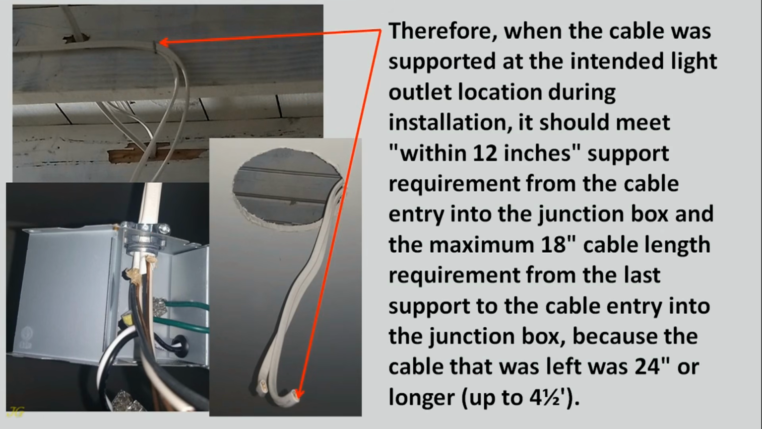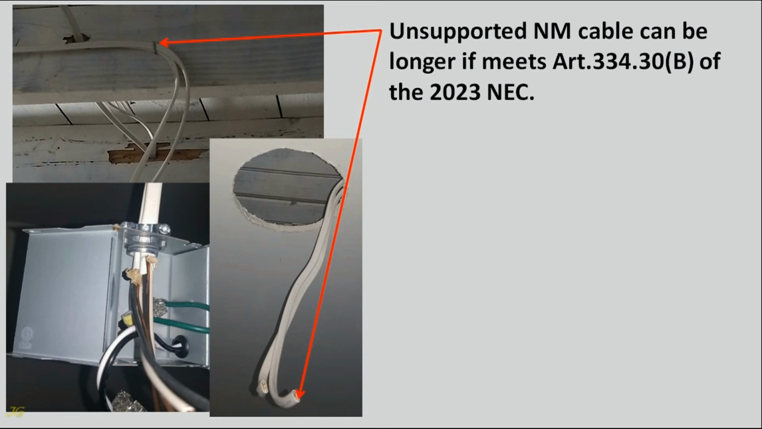Therefore, when the cable was supported at the intended light outlet location during installation, it should meet the within 12 inches support requirement from the cable entry into the junction box and the maximum 18 inches cable length requirement from the last support to the cable entry into the junction box, because the cable that was left was 24 inches or longer, up to 4.5 feet. Unsupported NM cable can be longer if it meets Article 334.30(B) of the 2023 NEC.